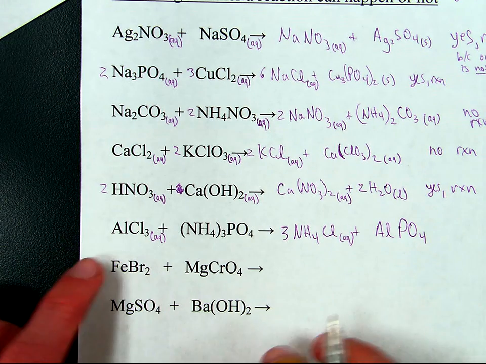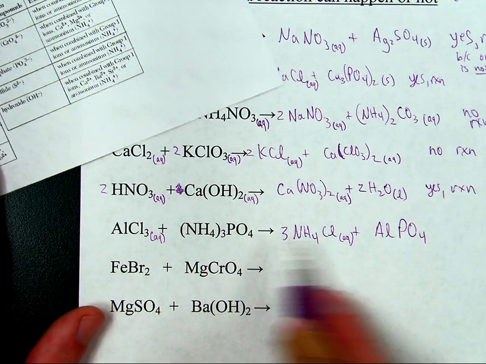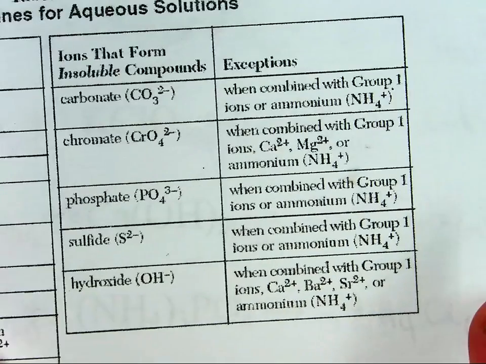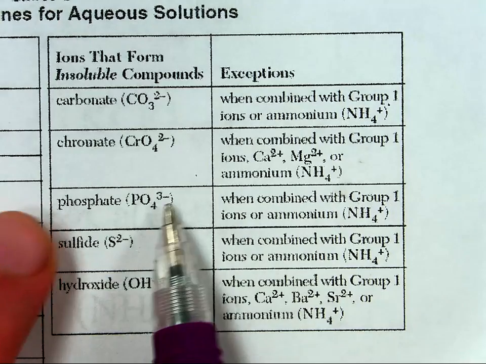Phosphates. Ammonium phosphate and aluminum phosphate. Let's see what the chart says. So that is ammonium phosphate and, let's see, what was that again? Aluminum phosphate.